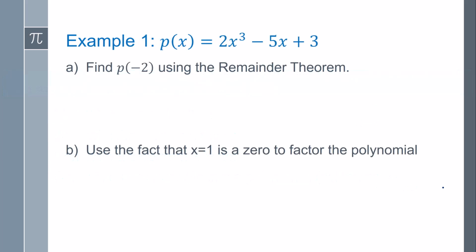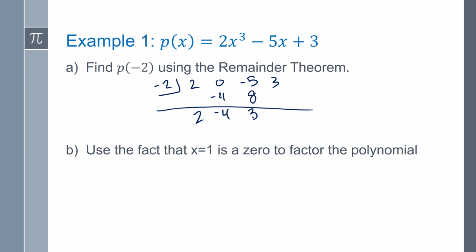So looking at this first one, find p of negative 2 using the remainder theorem. Well, that just means I could use synthetic division, because it might be a little bit easier. Add straight down, multiply, add, multiply, add, multiply, add. So p of negative 2 equals negative 3. Kind of a little quicker than just plugging it in, entering it in your calculator. You can, but I'm just saying that it's a little quicker that way.